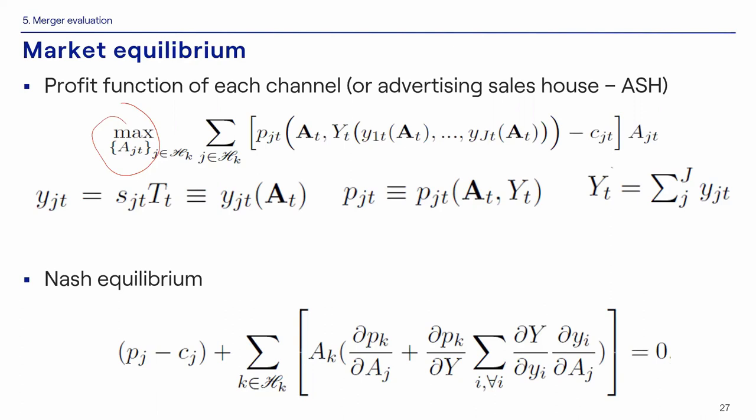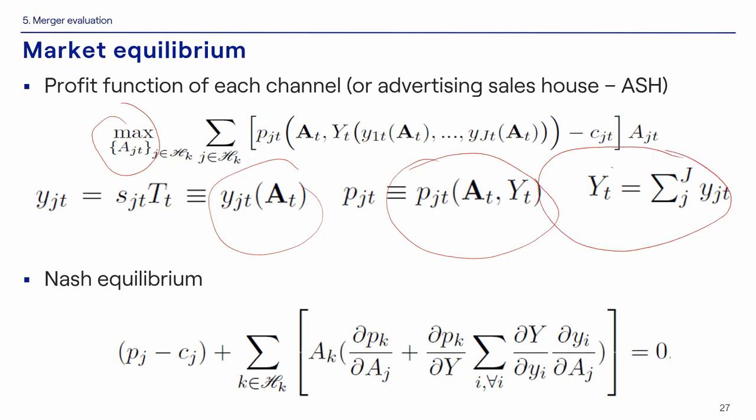The important point here is that the viewership depends on the quantity of advertising, by the system of the demand of viewers, and the price of advertising depends on the quantity of advertising and the total level of audience, so you have to take into account this relation. So when you write the first order condition, you have three elements that appear: the effect of advertising on the price, the effect of viewership on the price, and the effect of advertising on the viewership.